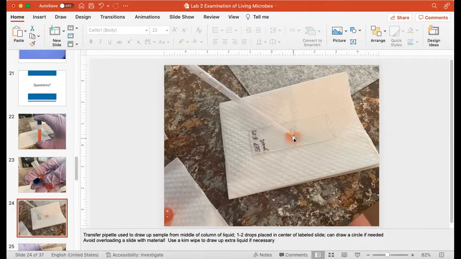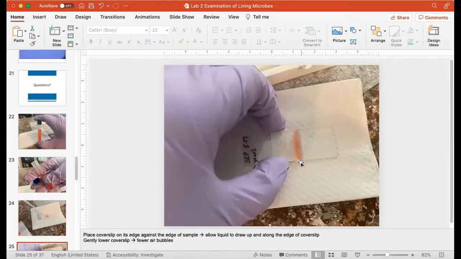I don't want the drop too big because then it's going to run out from underneath my cover slip. But when I'm making a wet mount, I can use a nice big drop. If I'm making a hanging drop, though, I want a small drop, basically the amount that's in a loop of culture. Now I'm putting my cover slip down. See how I put one side of the cover slip down first? That's going to draw the drop over to it by capillary action. And then I can slowly lower the other side of the cover slip and I'll get very few air bubbles underneath.